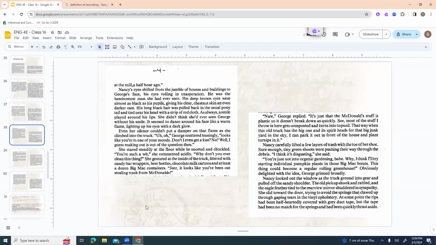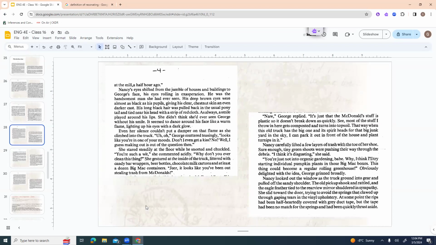"Uh-oh," George muttered teasingly. "Looks like you're in one of your moods. Don't I even get a kiss? No? Well, I guess making out is out of the question then." She stared steadily at the floor while he snorted and chuckled. "You're such a wit," she commented acidly.